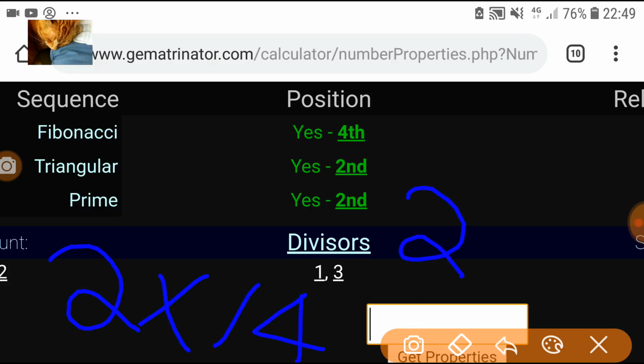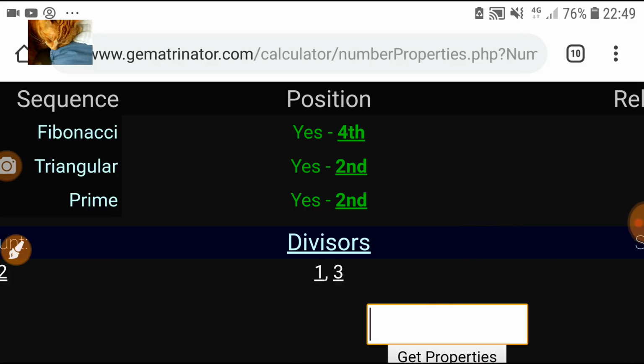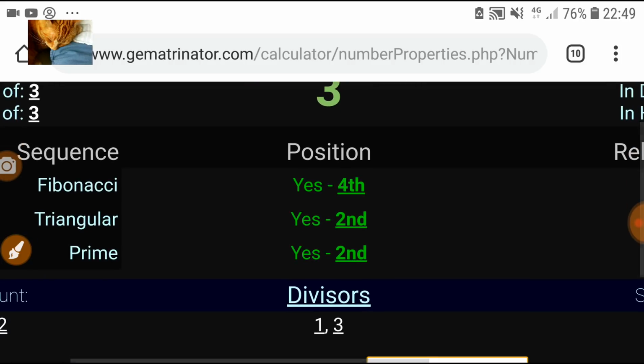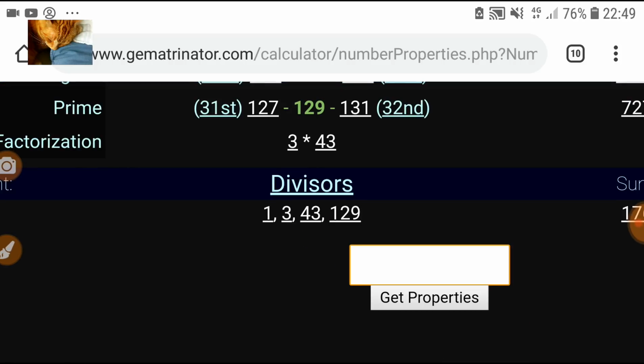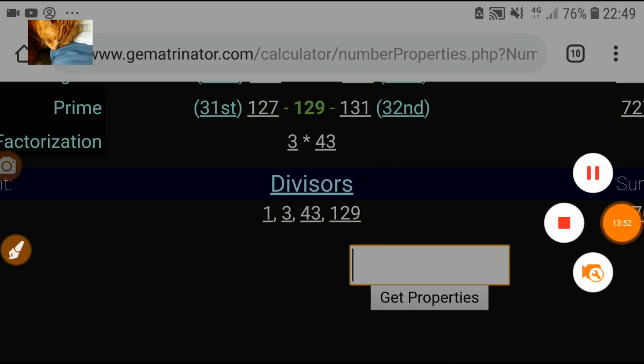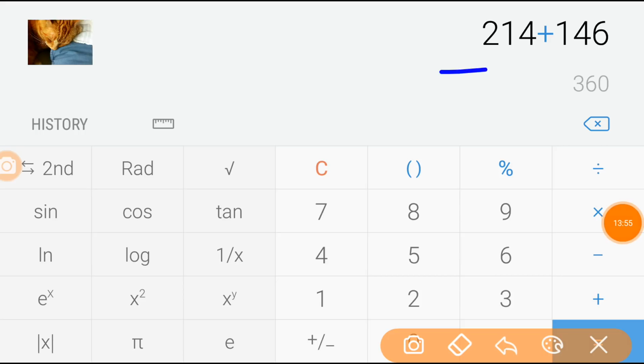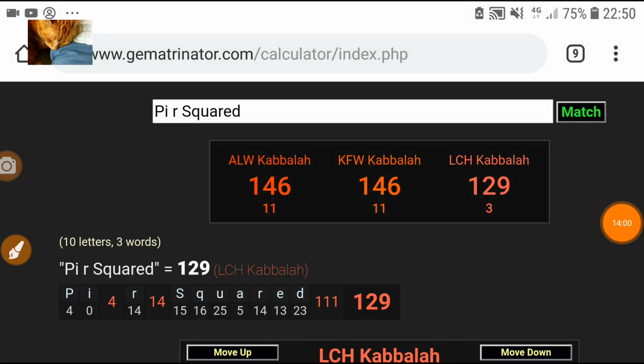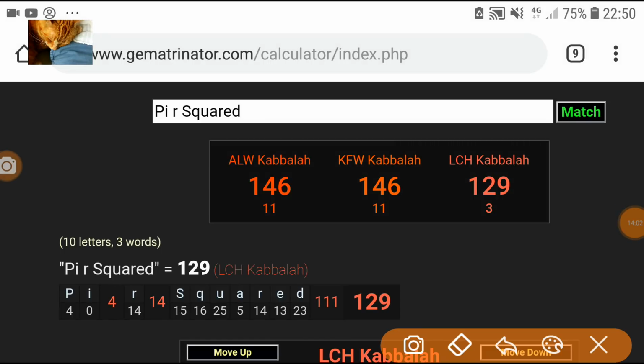You're back to the Queen again, aren't you? 214 and Valentine's. 214. Second prime times the 14th prime, 214. Queen and Trump. Fully coded in the Kabbalah messed up gematria cipher for pi r squared.